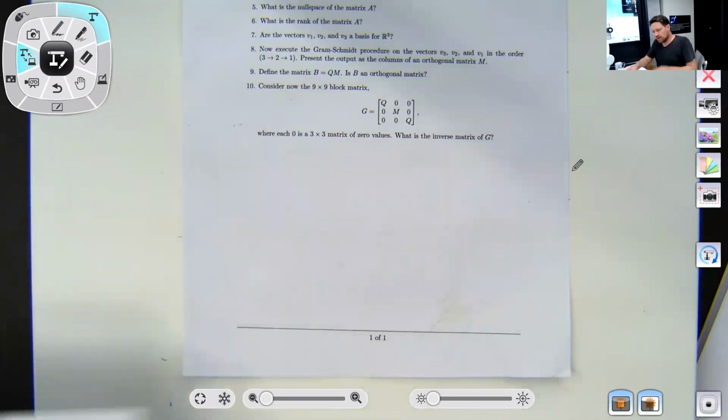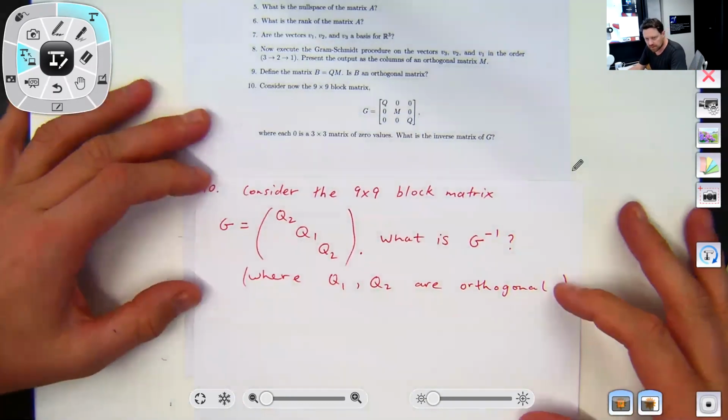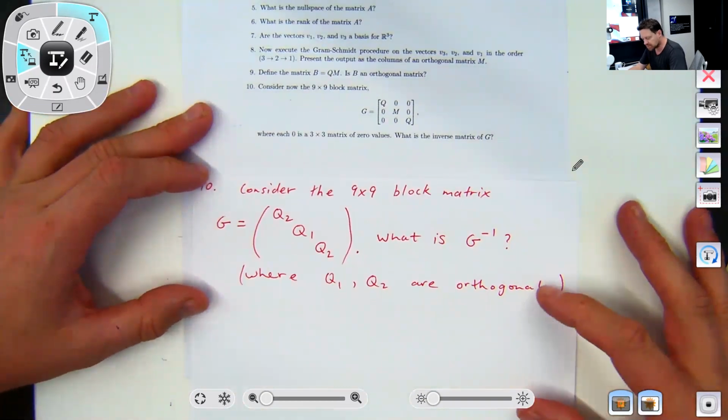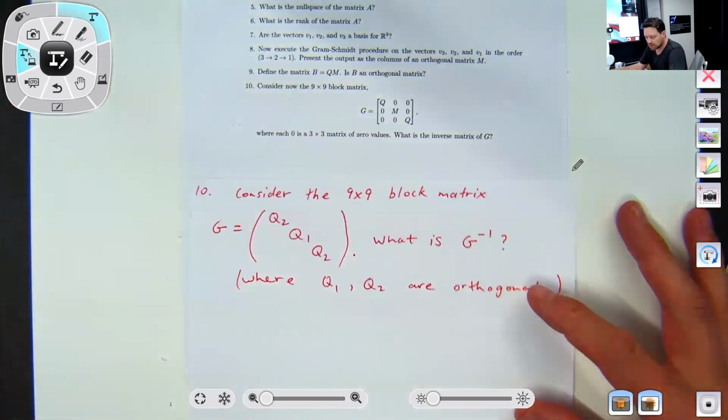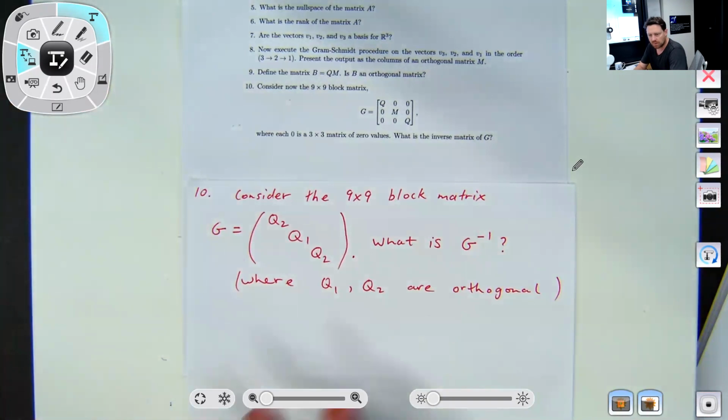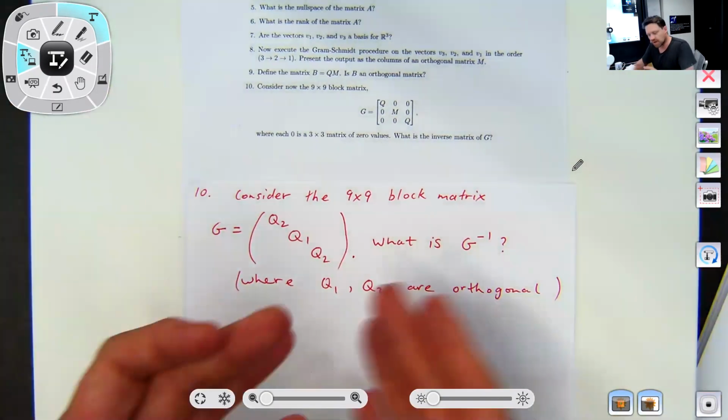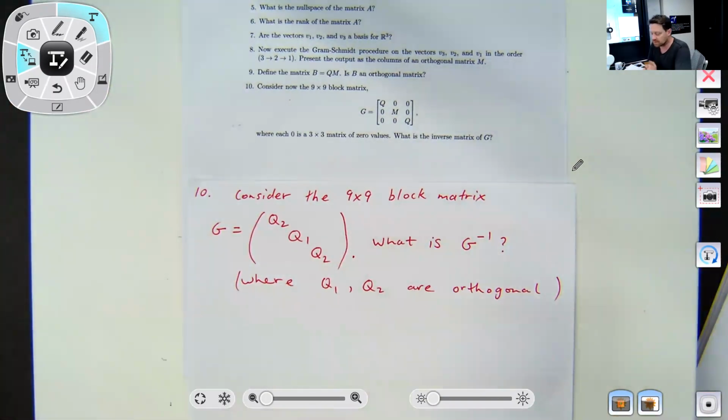So with this one, I've rewritten this in the following way. So consider the 9 by 9 block matrix, Q2, Q1, Q2. What is the inverse of G, where Q1 and Q2 are orthogonal? So you see I haven't written any zeros there, but in mathematics, that'll be understood as the rest of it is zero matrices, or 0 entries, right? And so these are block matrices here. Okay, so great. So now we want to know what is the inverse of G.